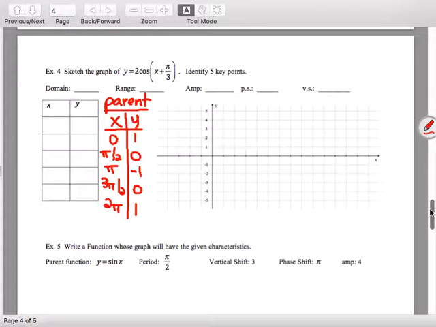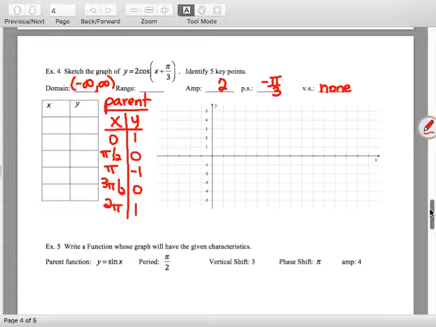The domain for all sine and cosine graphs is negative infinity to infinity. I like to wait to do my range until I'm done, so I'm going to come back to that. My amplitude is 2. My phase shift would be negative pi over 3. And there's no vertical shift. That's my up-down. The phase shift is C over B, where it's x minus, so that's why it's a negative there.